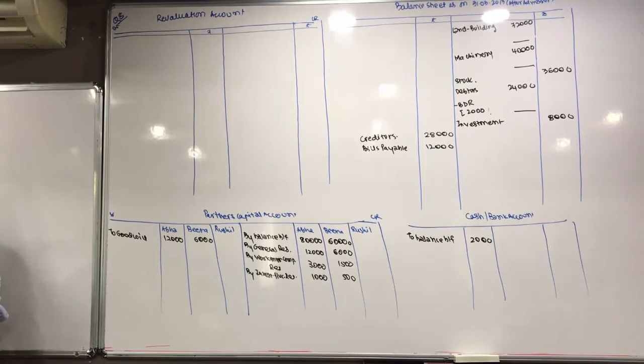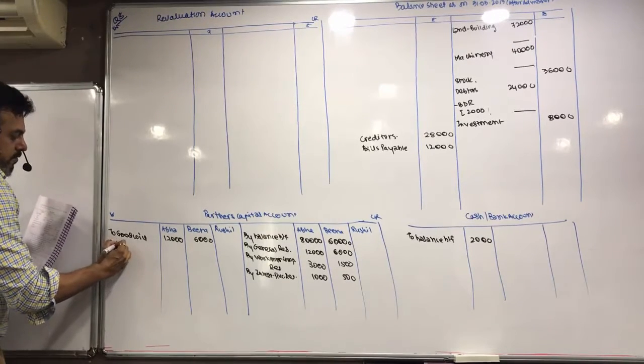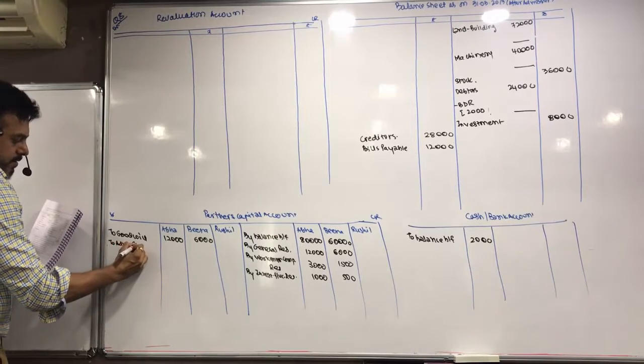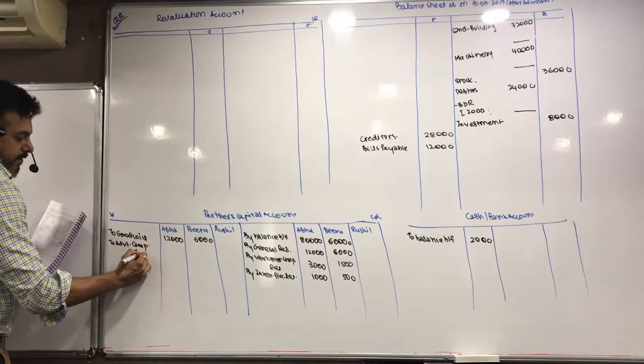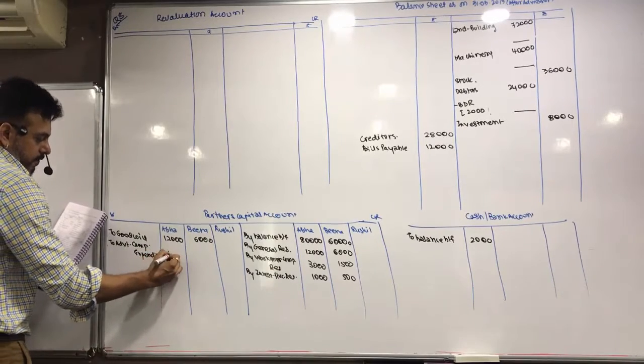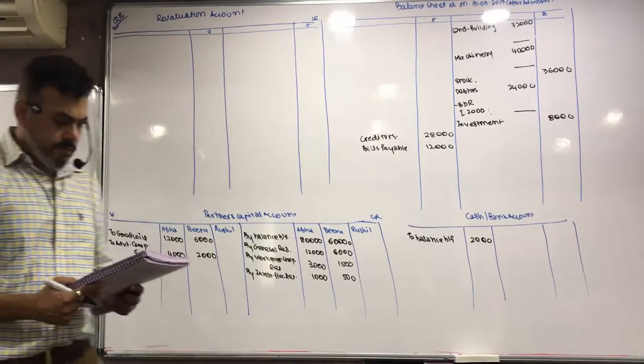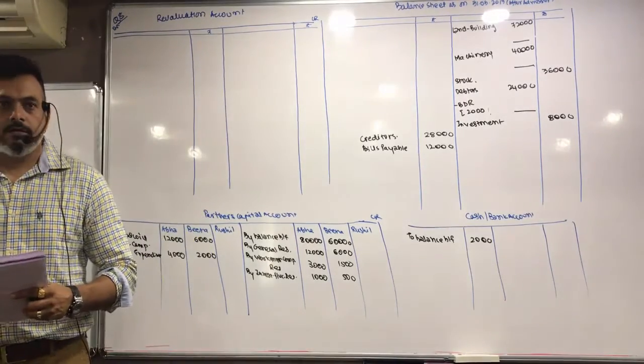Advertisement campaign expenditure, we have to distribute between partners. It's a loss, so advertisement campaign expenditure, 2:1. So 4,000, 2,000. Is everyone with me till here?